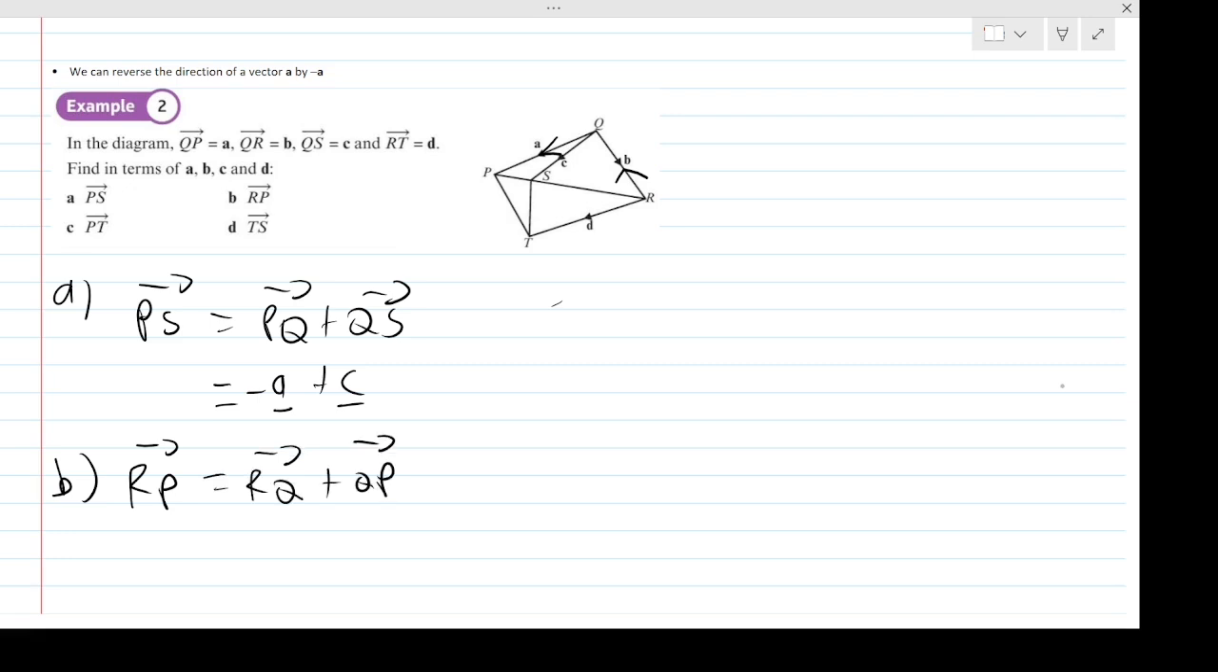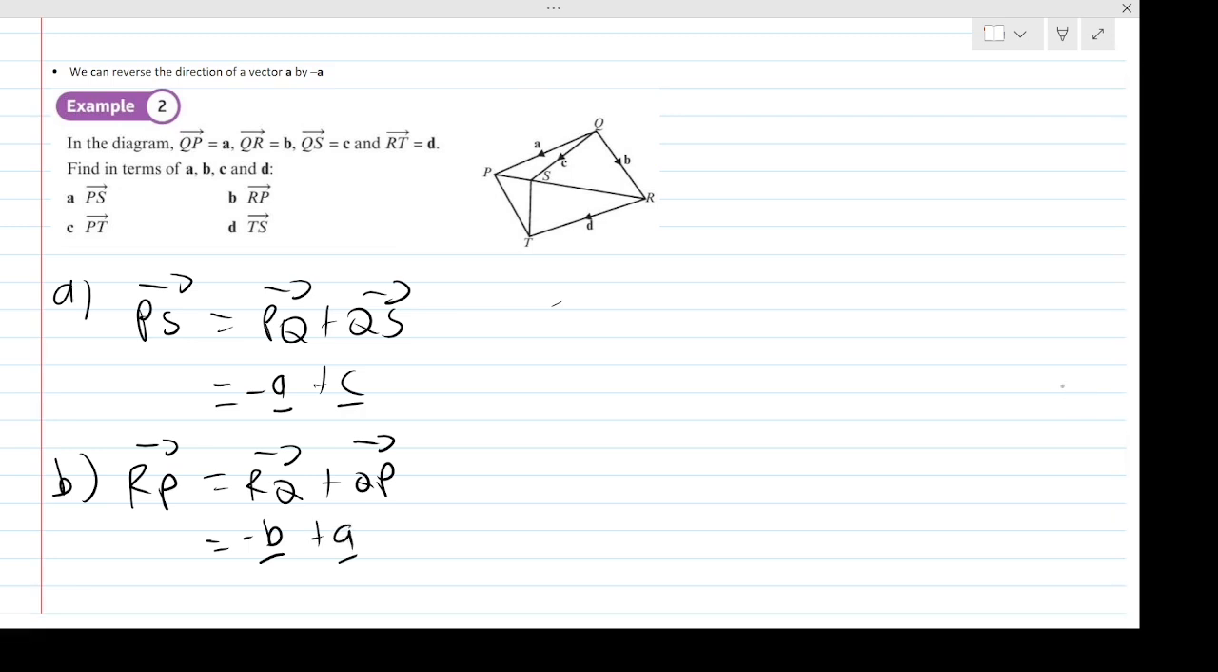Okay. Now again, so Q to R, well, I know this way is B, right? That is B, but I want to go the other way, that way instead. So I need to do the negative of B. Okay, and then Q to P along there, it's just A, right? So add A, and there's my vector.